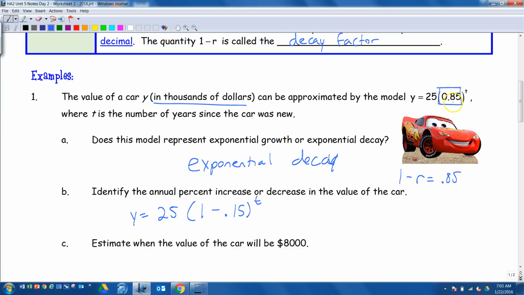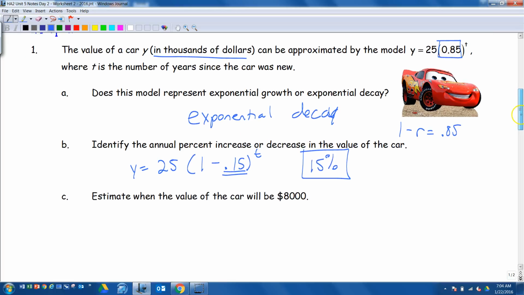And it makes sense. This is the decay factor, actually, not growth, because it's not growing. So every year you only have 85% of the previous year's value is what that's saying. But our actual rate of decrease is that it's decreasing by 15% each year. That's our rate.